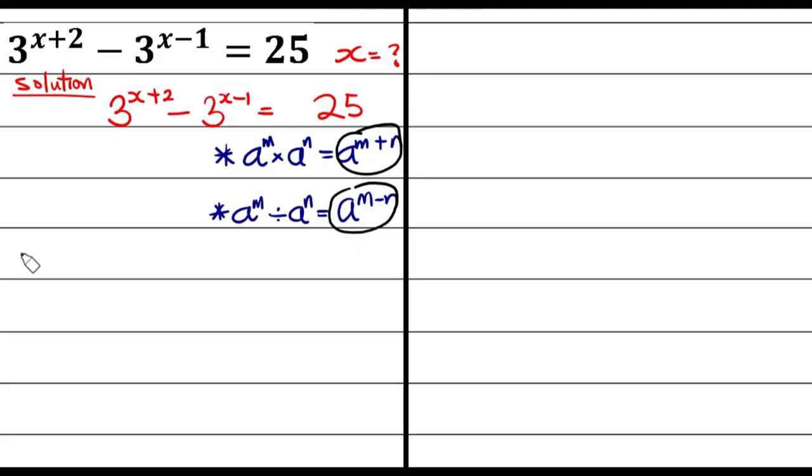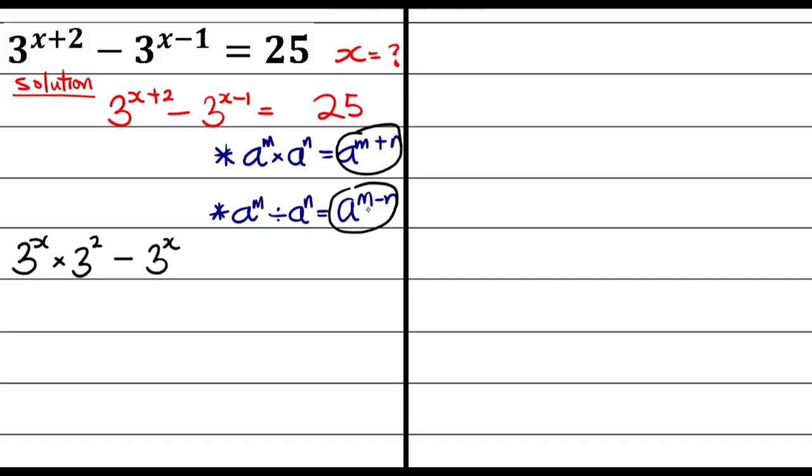Now this equation is going to become 3 raised to the power of x, then, because we're writing the left hand side of what we have here, multiplied by, we have multiplication here, the same base 3, so we're going to have another 3 here, where the power is 2, minus 3 raised to the power of x.